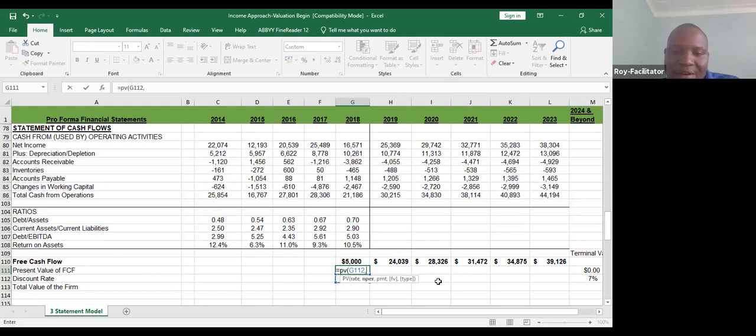Okay, I've put the rate. Then the next thing I have to put is the period. How far ahead am I discounting this money? Is it a year? Is it 2 years? Is it 0? So in this particular case, you will find I'm on the current year.